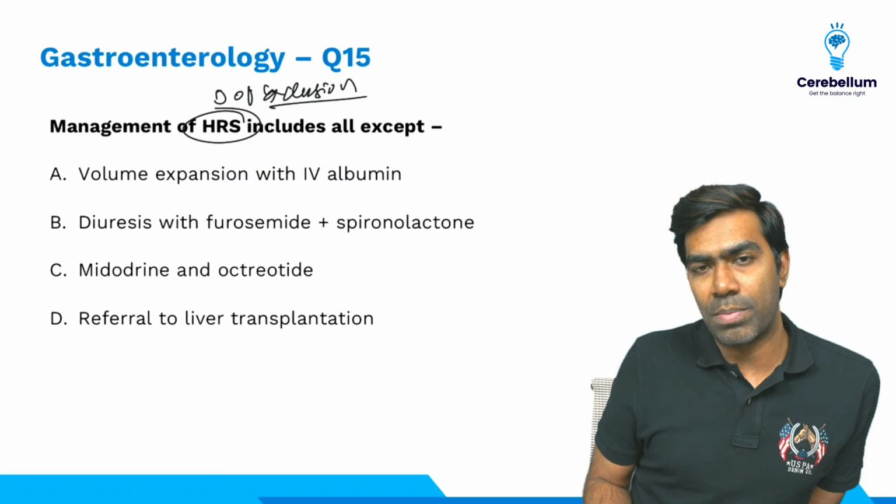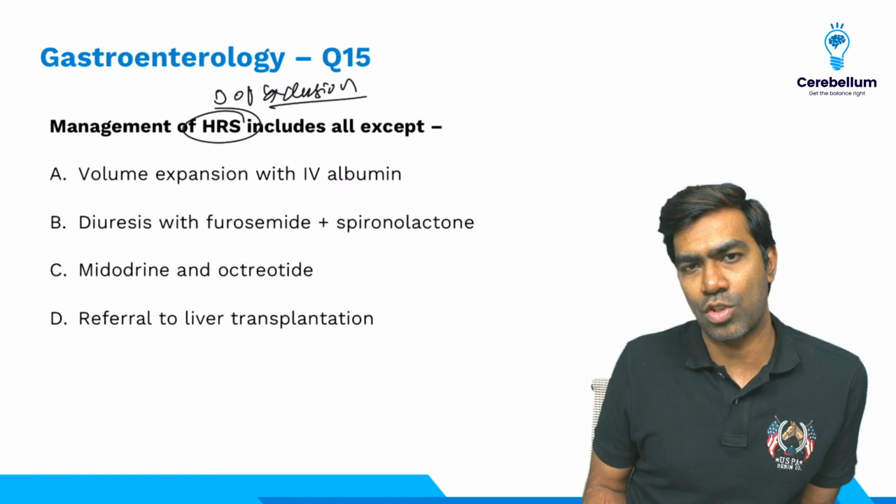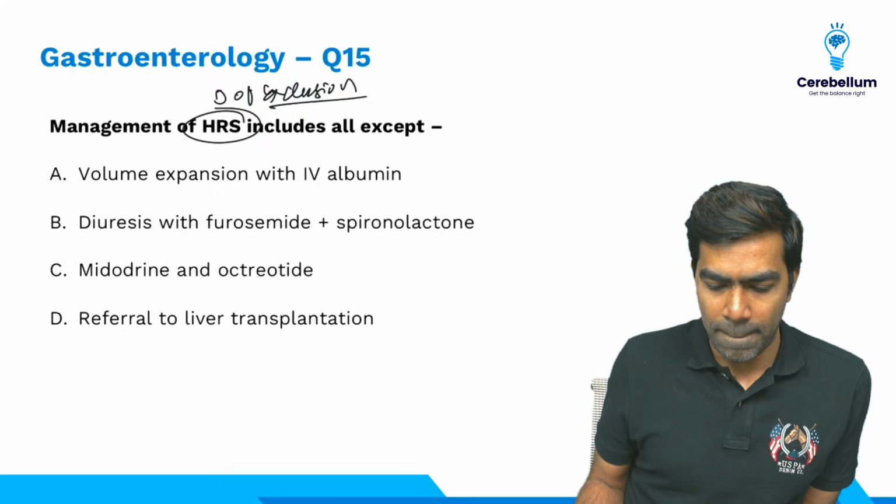I posted one of my clinical pearls just 2-3 weeks ago, where I posted that the most common cause of kidney injury in the setting of liver failure is not HRS. It is actually prerenal failure and acute tubular necrosis. HRS is a diagnosis of exclusion. Only when you rule out all the other causes of AKI, you can diagnose HRS.